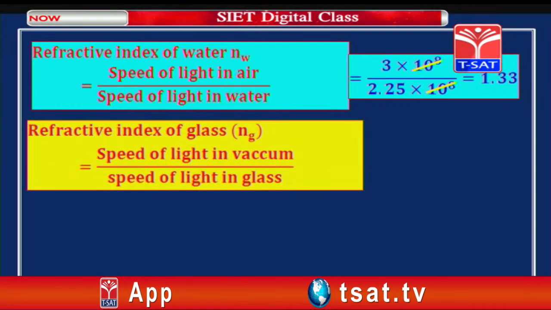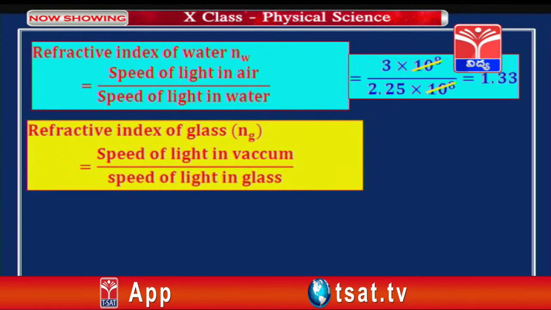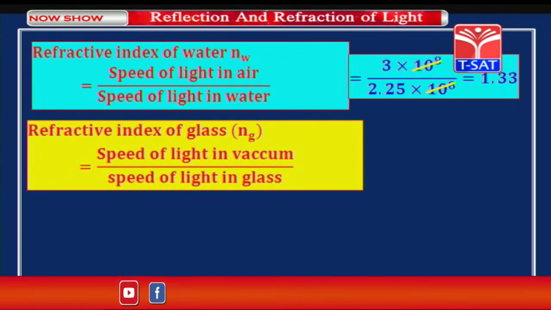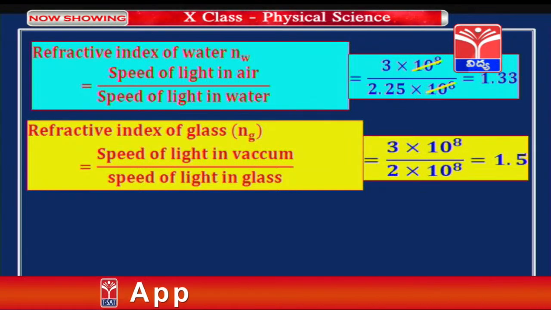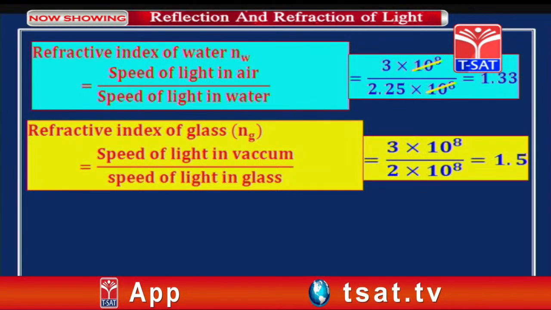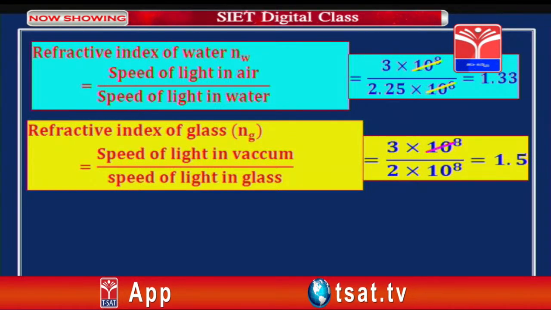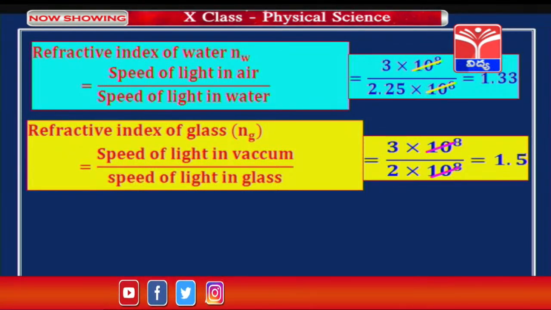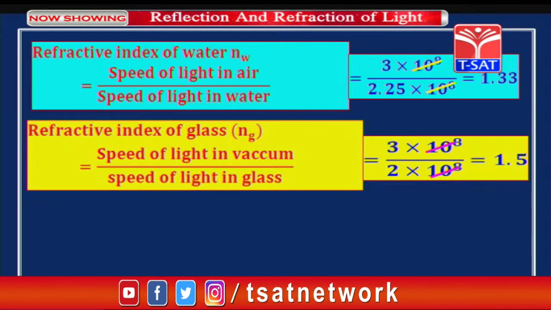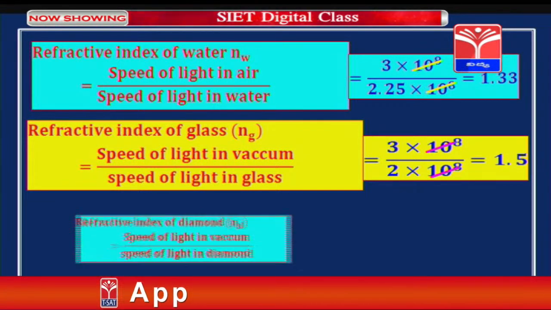Refractive index of glass, represented by eta G, is equal to the speed of light in vacuum divided by the speed of light in glass. Speed of light in vacuum is 3 × 10^8. Speed of light in glass is 2 × 10^8. Here 10^8 gets cancelled. 3 by 2 is equal to 1.5. So, the refractive index of glass is 1.5.